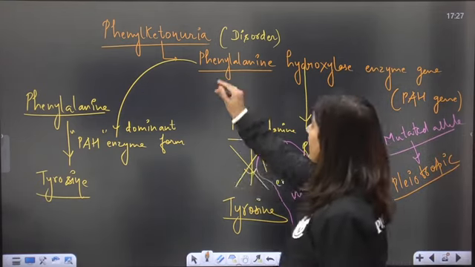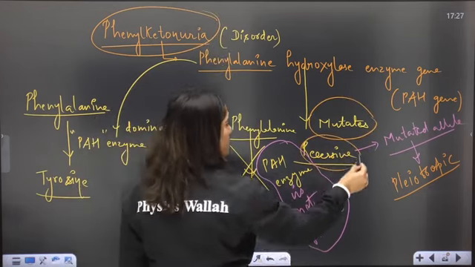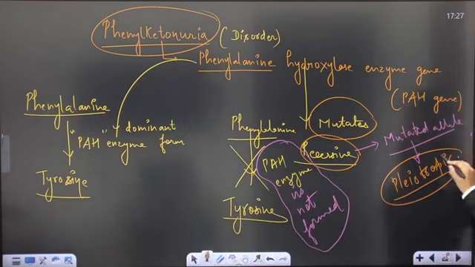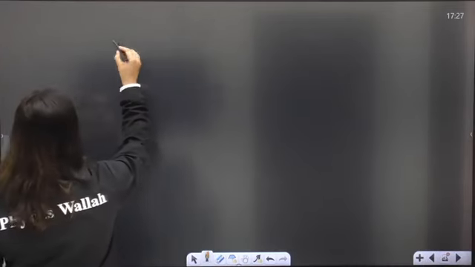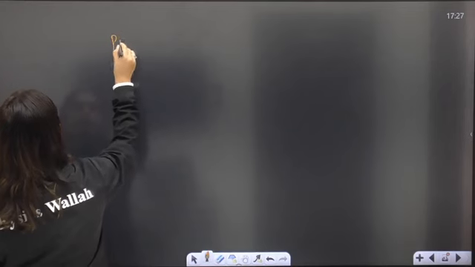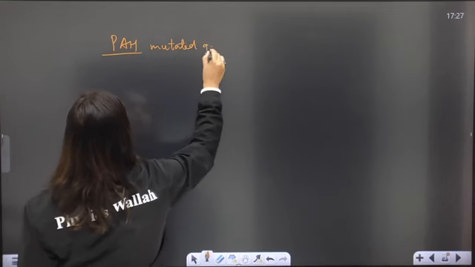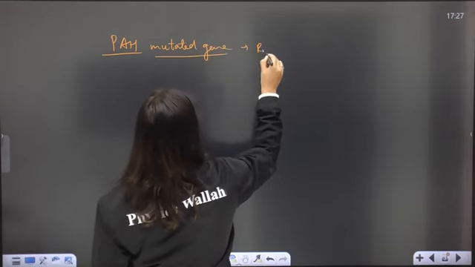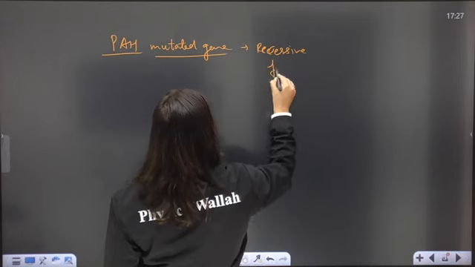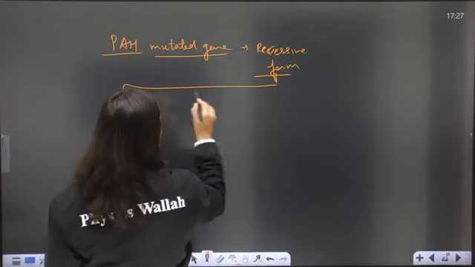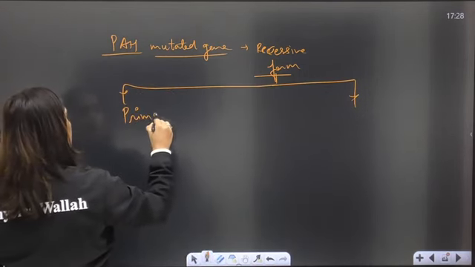So during the disease phenylketonuria, this PAH gene mutates and becomes recessive, and actually this recessive allele is pleiotropic in nature. That means it will have multiple effects. What are the multiple effects of this mutated PAH gene? The recessive allele is pleiotropic in nature and it is controlling many traits together. What is the primary effect of this mutated allele?